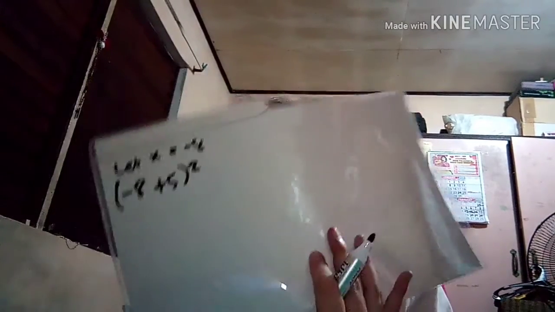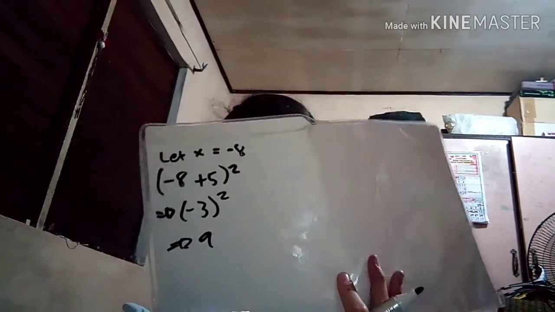So, I'm going to take my other board right here, and let's let x equal to negative 8. Alright? So it's going to be negative 8 plus 5 squared. It's going to be like this. Alright? So negative 8 plus 5, it's going to be negative 3 squared. So negative 3 squared, it's just going to be 9. Alright, so this is super duper easy. So under negative 8, I'm going to put positive 9.